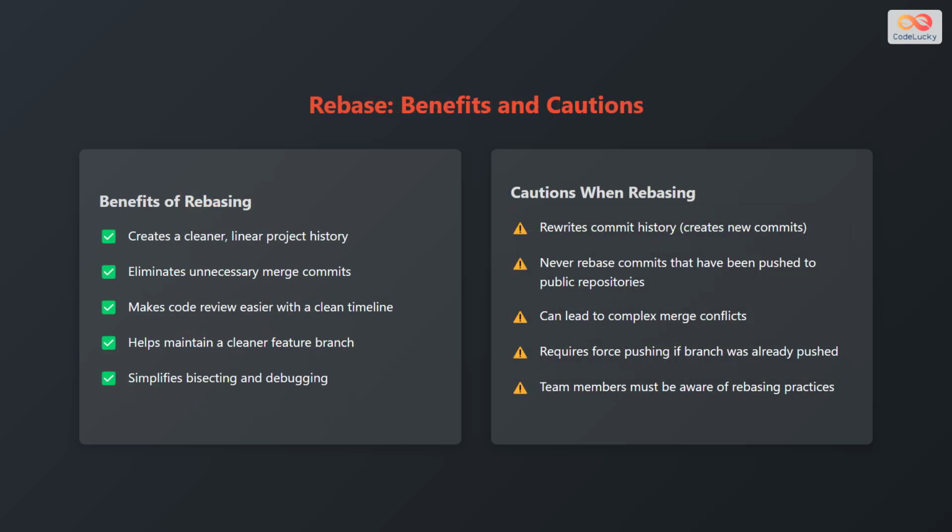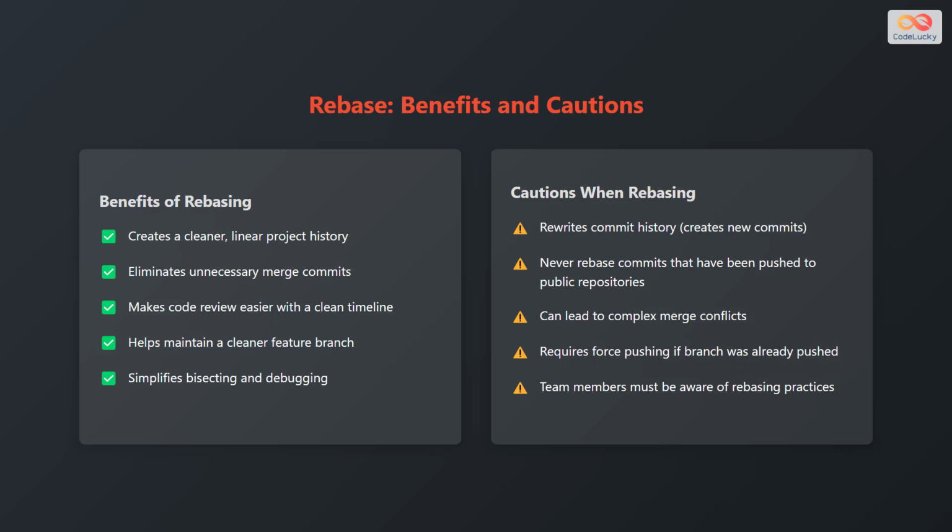Rebasing offers several benefits. It creates a cleaner, linear project history. It also eliminates unnecessary merge commits. It makes code review easier with a clean timeline. It helps maintain a cleaner feature branch. Finally, it simplifies bisecting and debugging.